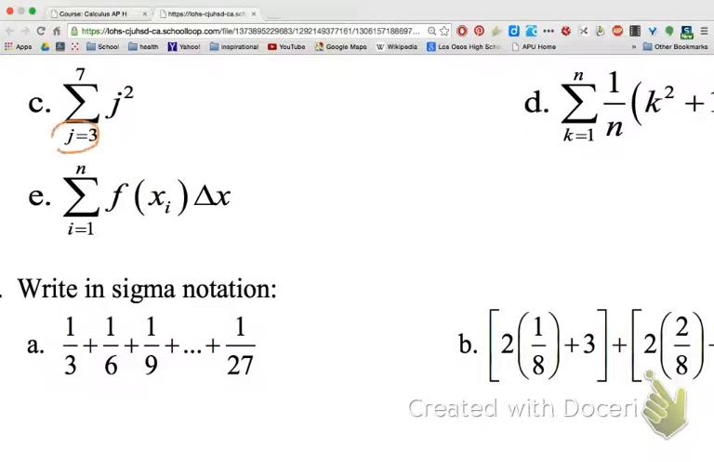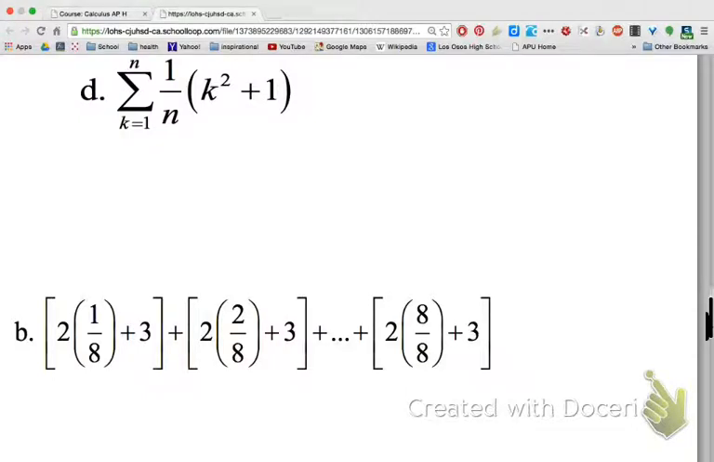So notice here, I'm starting by plugging in 3 first. So 3 squared would be 9. And then I'll plug in 4, which would be 16. And then I'll plug in 5, which would be 25. Then I'll plug in 6, which would be 36. And last, I would plug in 7, which would give me 49.